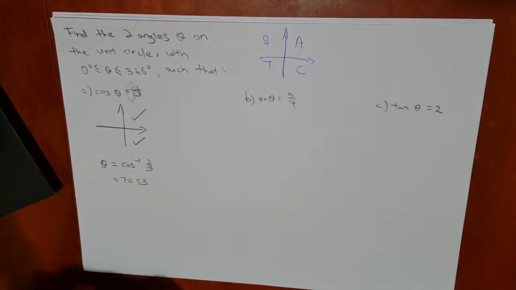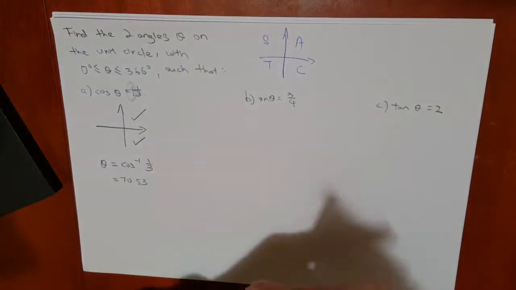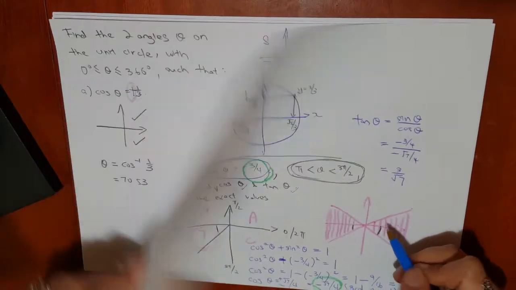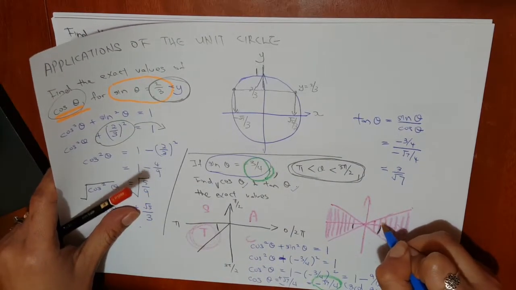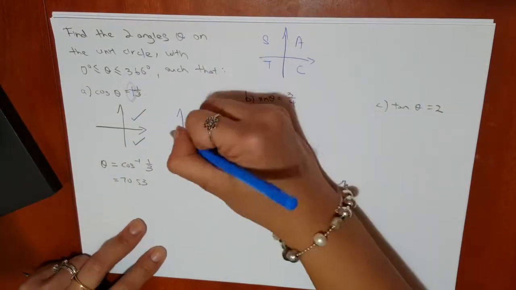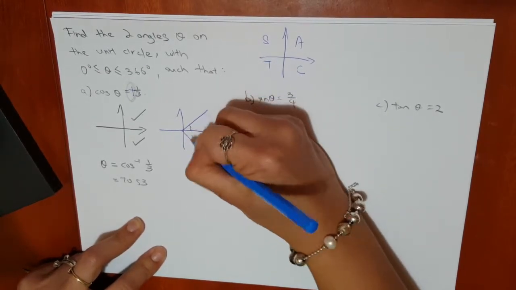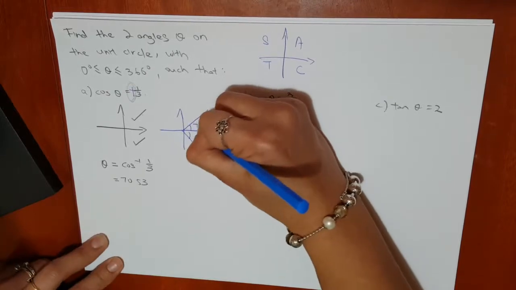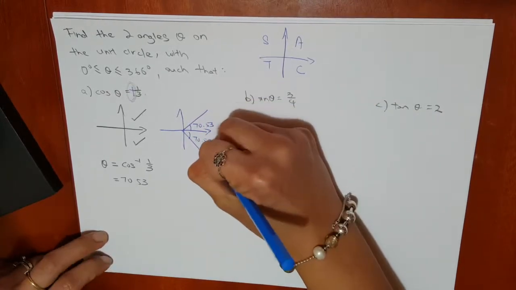It means that we have learned previously that, because this is the first and fourth quadrant, the angles need to be here and here. So what does that mean? Let's draw this again because now it's getting a bit messy. We need the angle to be this one, and it is 70.53 over here, 70.53 over here.